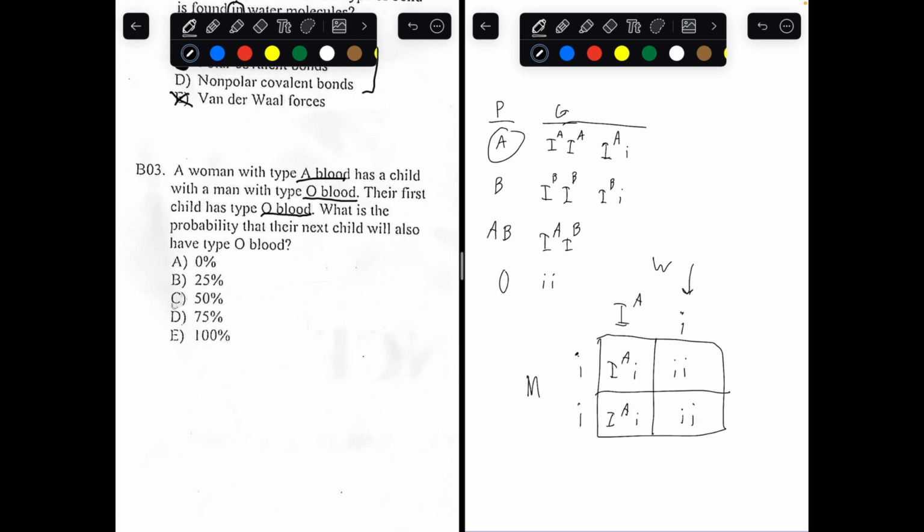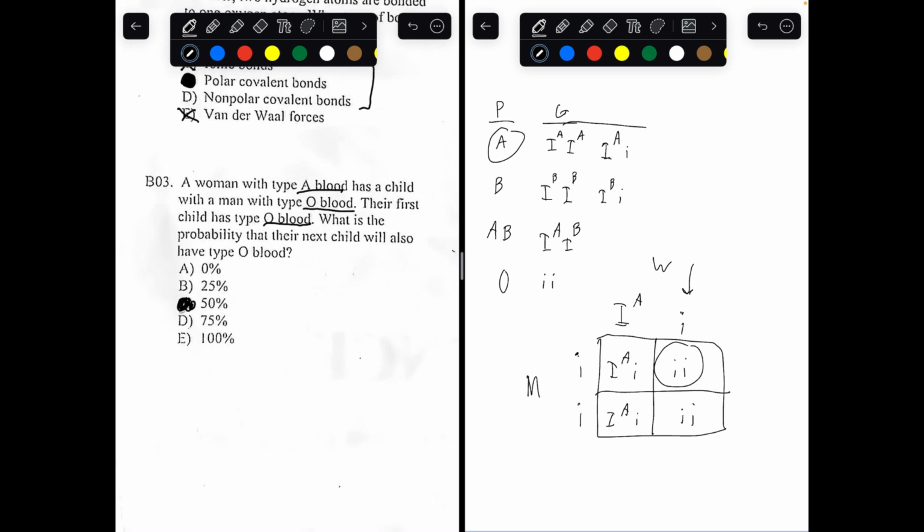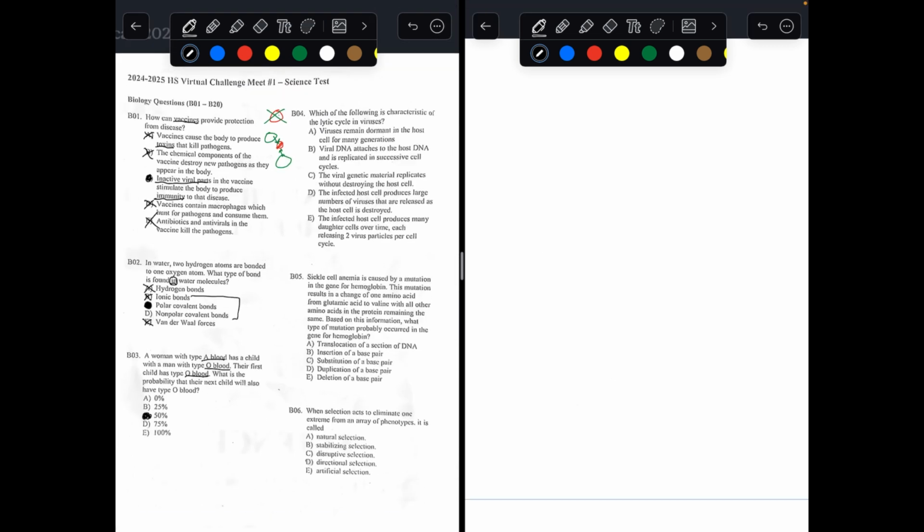Now you see that there is a 50% chance you can get a blood type O and a 50% chance you can get a blood type A. What is the probability that their next child will also have a blood type O? It's simple, 50%. So the answer to number 3 is going to be letter C. Number 4.